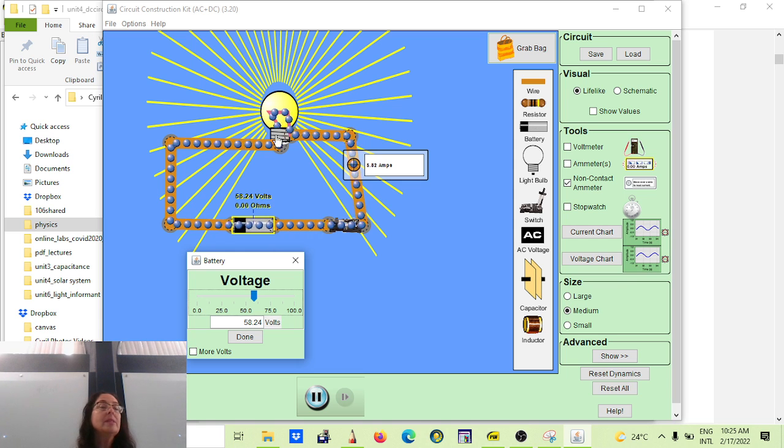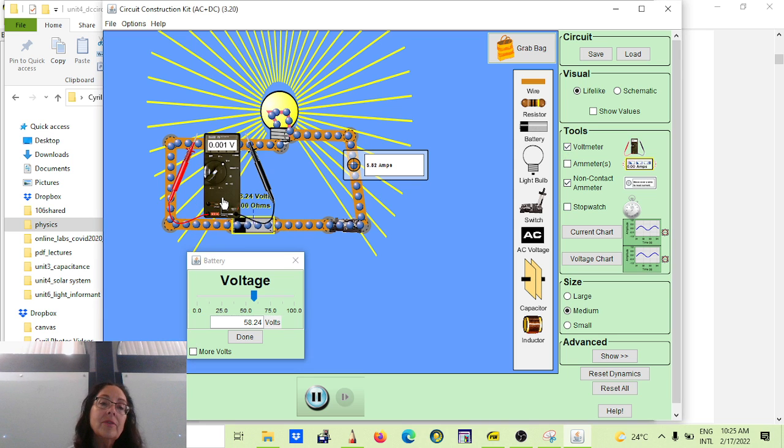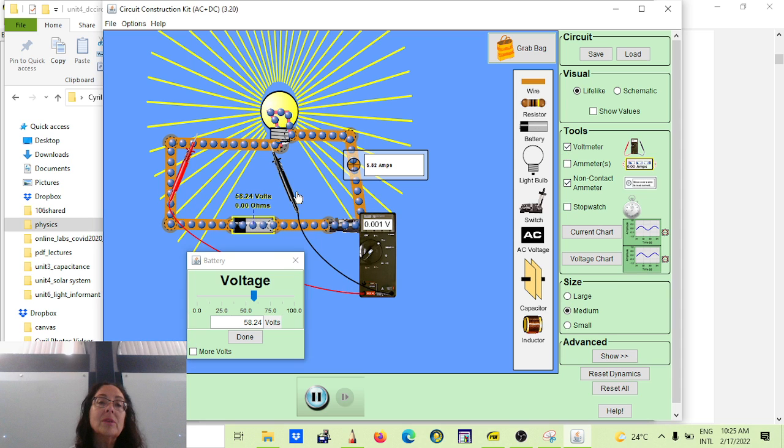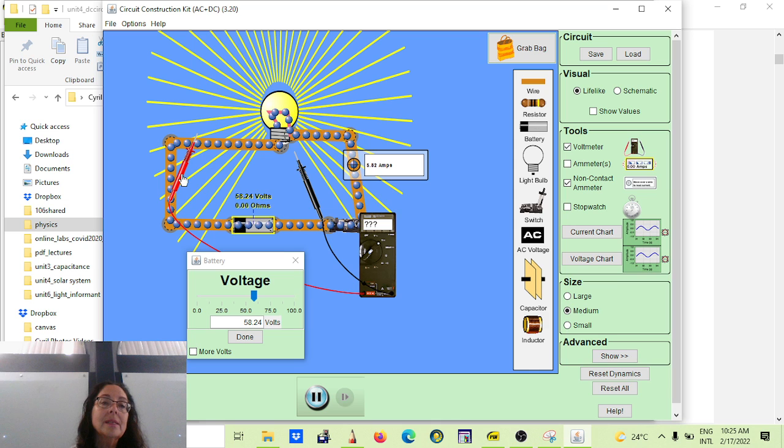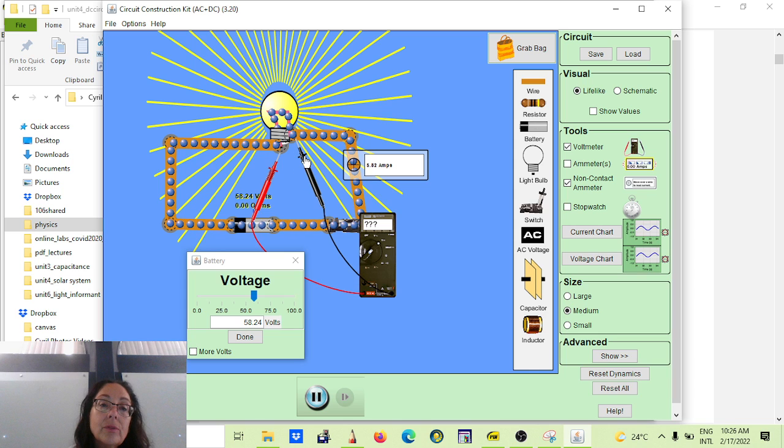So it's worth it to play with it, because otherwise it becomes very boring physics if you are not doing experiment. Physics without experiment is useless. You really have to do the experiment to understand what's going on. And of course, I can measure the voltage here.